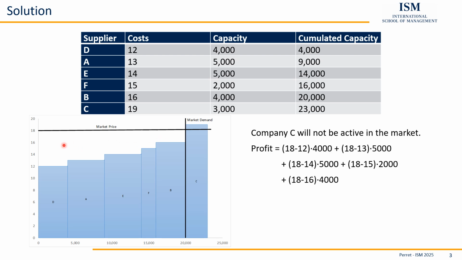We can also calculate this. Simply take the market price minus the respective costs of each of the 5 active suppliers, that's these values in the parentheses here, times the respective capacity they supply to the market. This gives us a total profit of 83,000.